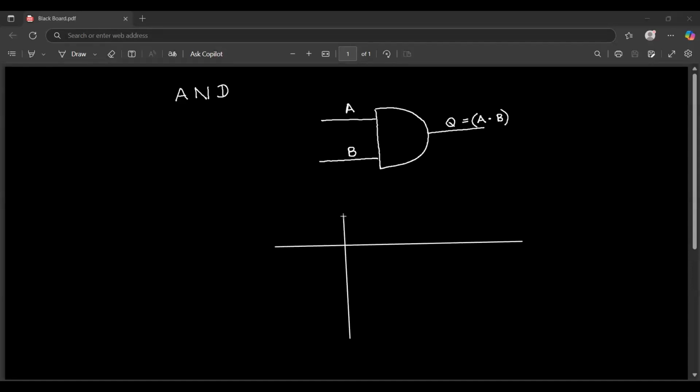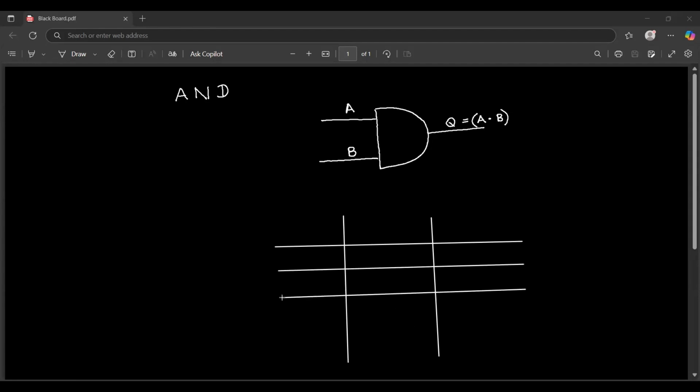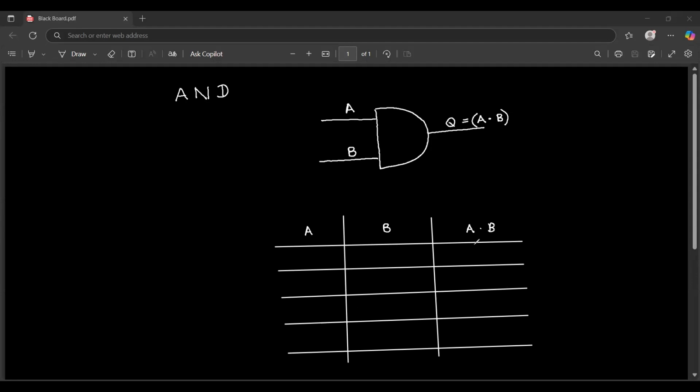Well, it needs three columns. Obviously, why? We have two inputs and a single output. Since there are two possible states for each given input, there are four combinations. So that's why we need four rows for that. So A, B, output is equal to A dot B. We'll start with B: 0, 1, 0, 1. A is 0, 0, 1, 1.